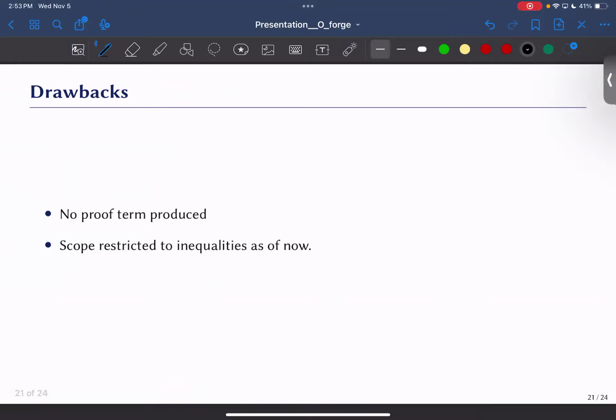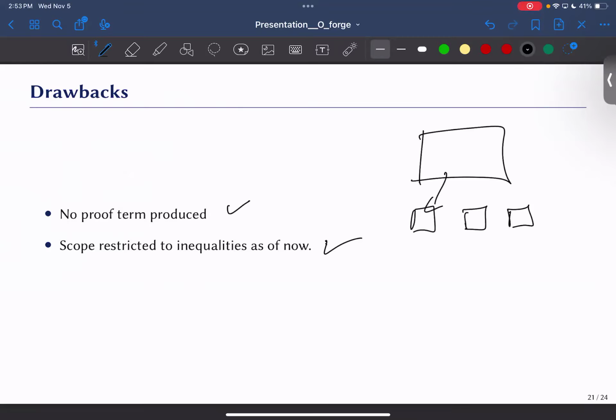Okay, the drawbacks are that no proof term is produced and scope is restricted to inequalities as of now. But the idea is very general in that you take something that's complicated and you break it down into smaller pieces that are easier. Automated theorem provers can do easy things. They can't always do more difficult things. So you should be able to use this for all kinds of problems and not just inequalities. It's just that for humans, as for AI tools, if you take something that's complicated and break it down, automated theorem provers can pick up the slack and complete goals for those easy things.